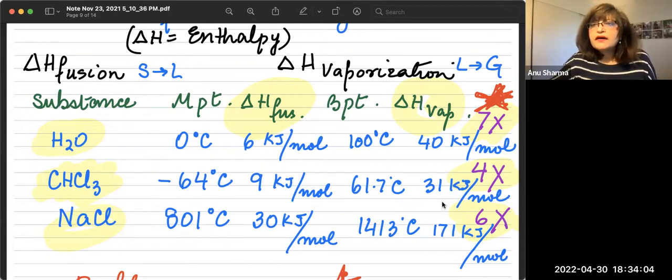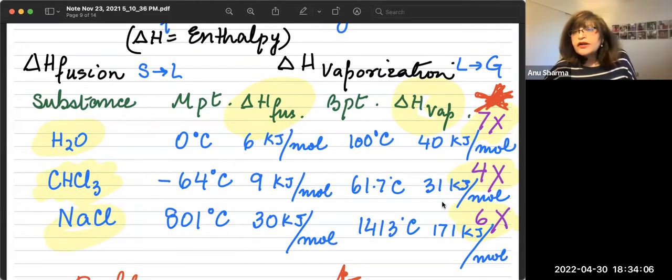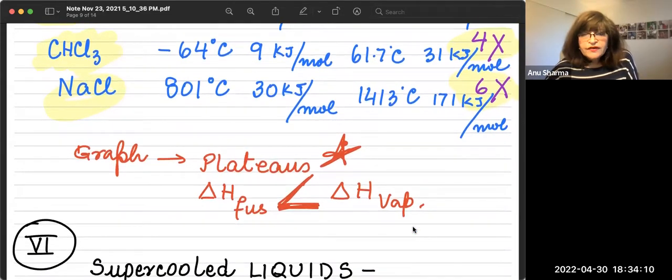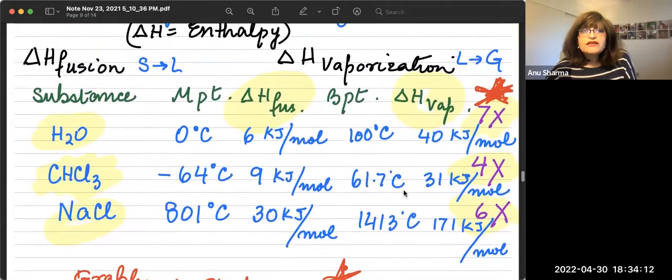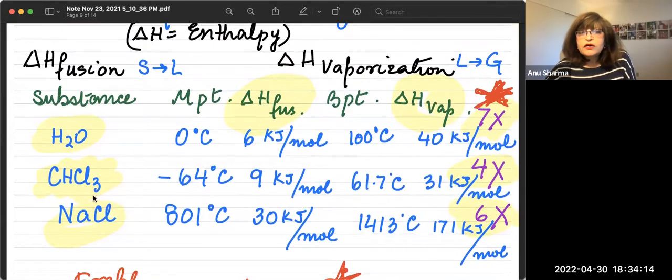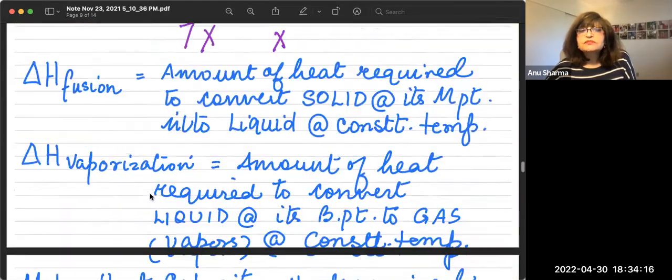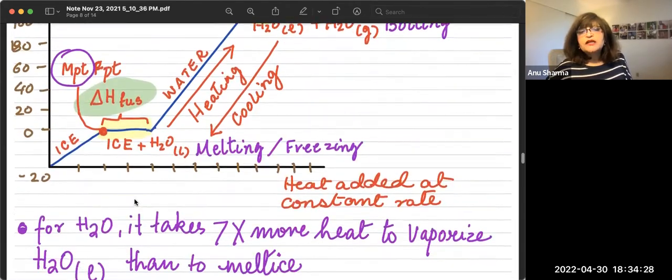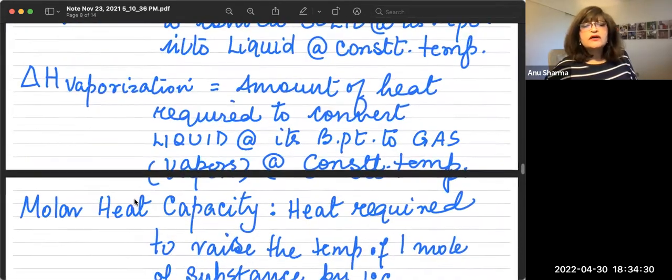Now, what else do we see here? On the graph, if you are not given sodium chloride or water, but some other substance, when you read the heat of fusion and the heat of vaporization, just make this plateau that many times more than the heat of fusion, depending upon what material you are looking at.